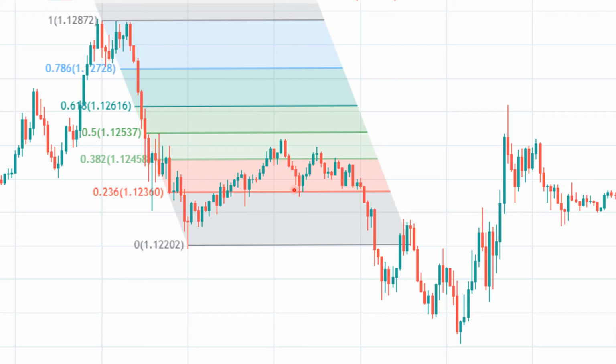If you look closely, you can see that Fibonacci levels can act as support and resistance, as here, at the 23.6% level, price bounced back off, going back up to here, where it went back down.